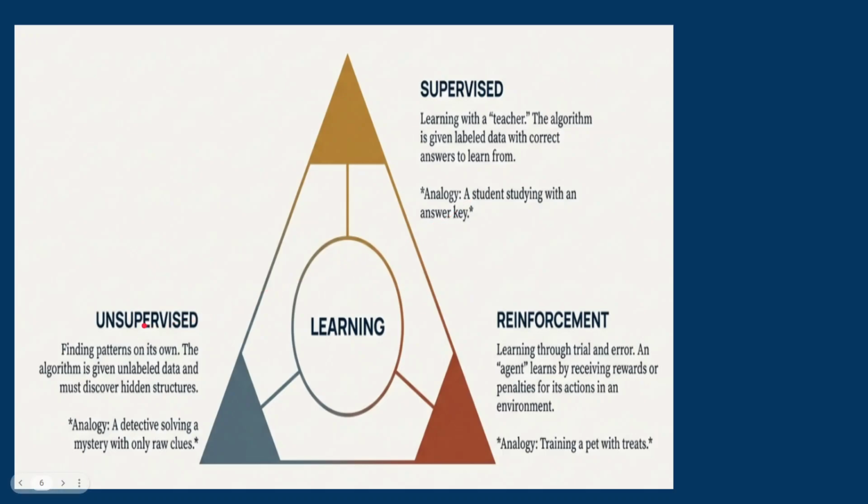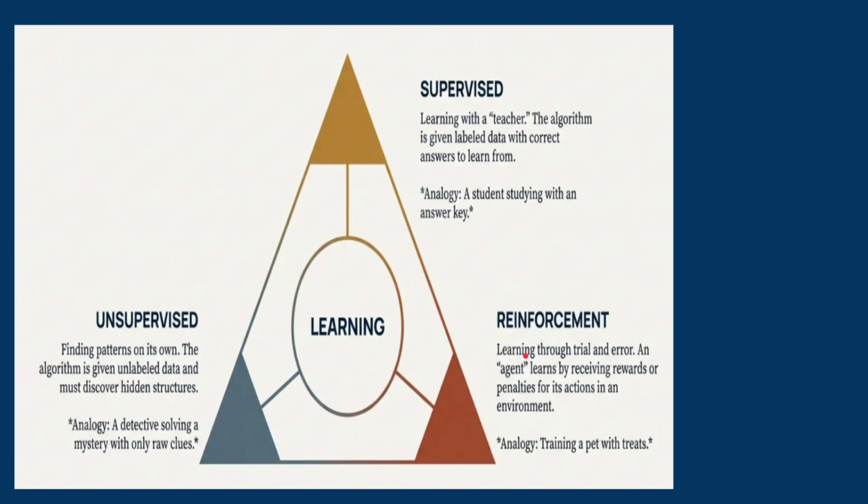Okay, and unsupervised learning is finding patterns on its own. The algorithm is given unlabeled data and must discover the hidden structure. For example, a detective solving a mystery with only the raw clues. It is finding patterns, meaning this has happened again and again. Okay. And the third type of learning is reinforcement.